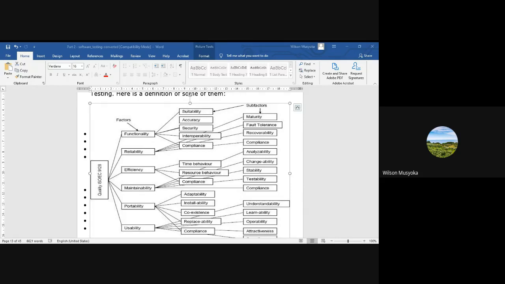Then resource behavior: how much resource does this software take up in terms of the processor time, in terms of the memory which it requires to operate? So when we are looking at resource behavior, we are looking at the hardware resources which it requires to consume to give the user the required result they are looking for.